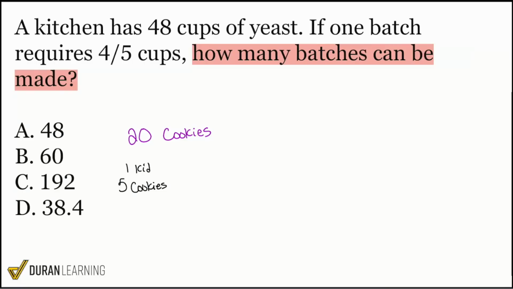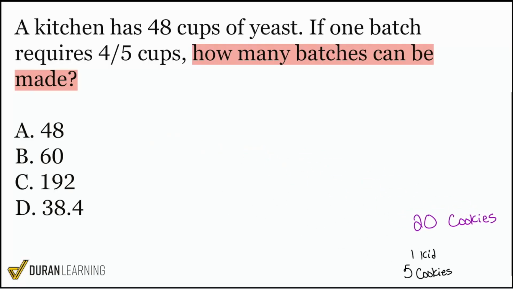Because when we think about it, if one kid is 5 cookies, how many kids is 20? Well, if you divide 20 by 5, that's going to give you 4 groups of 5, or 4 kids that you can give cookies to. Now, the only reason you might not be thinking of that same thing for this problem is probably because you see a fraction. Well, it's the same idea, everybody.